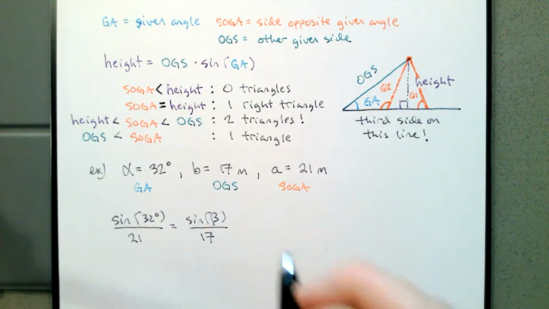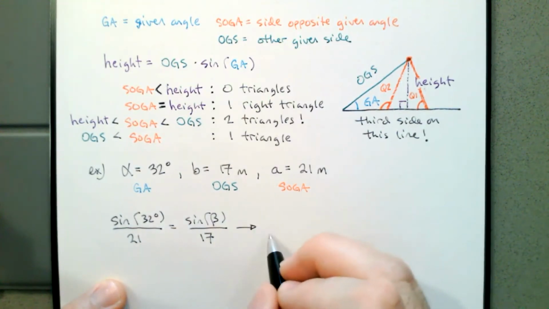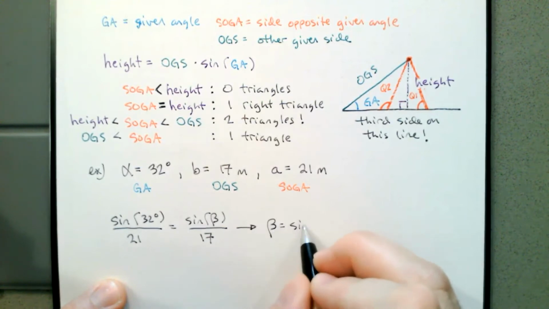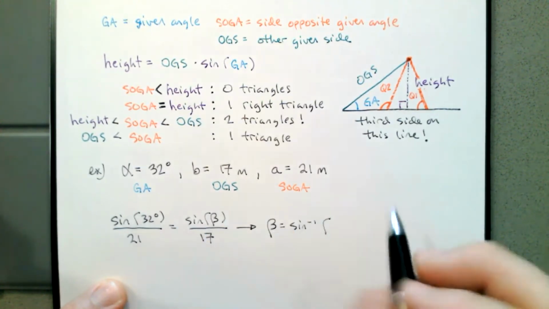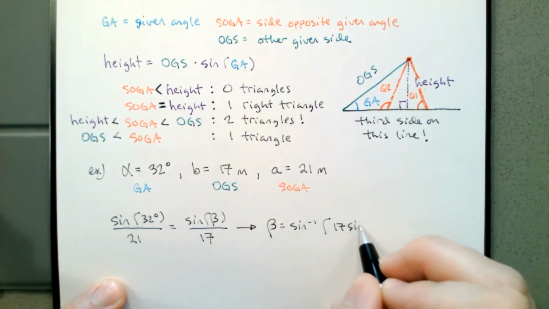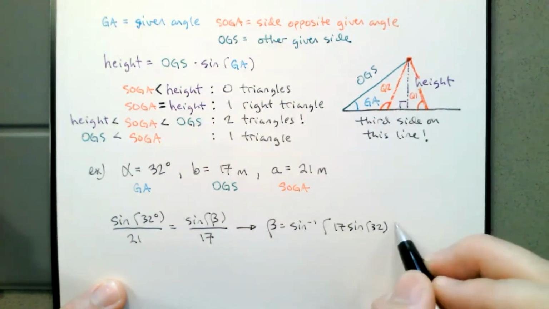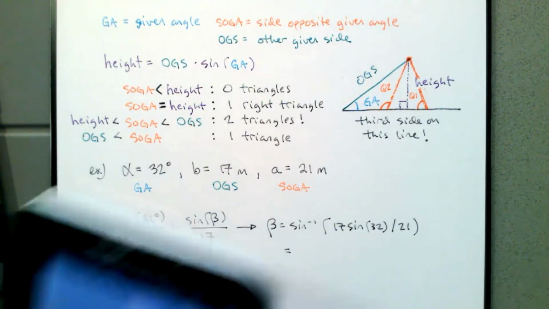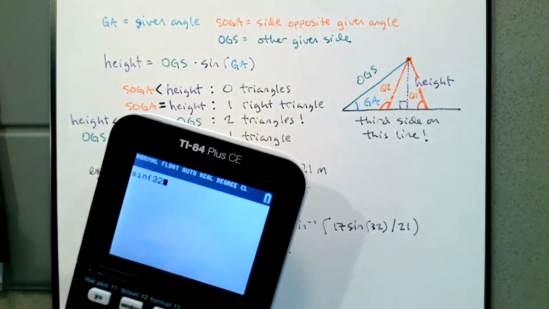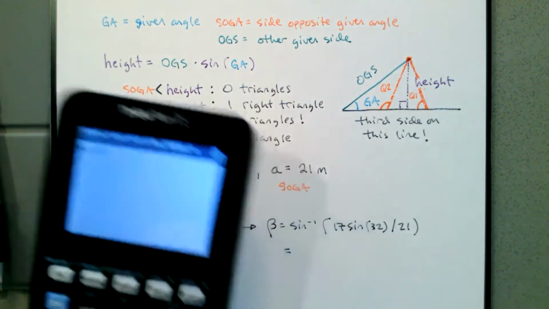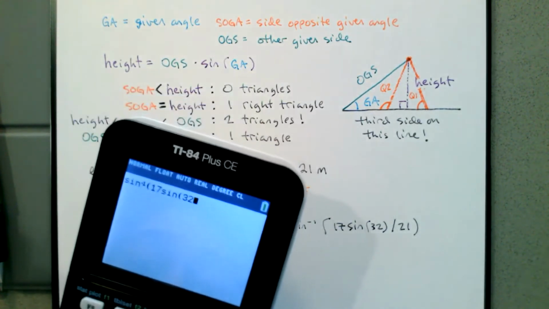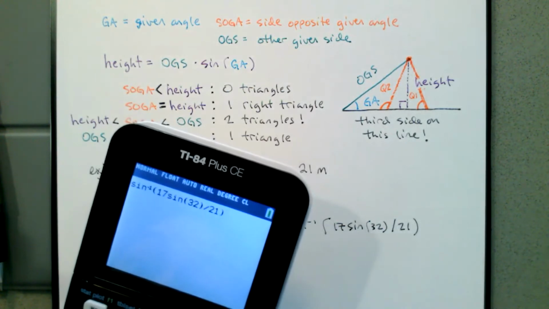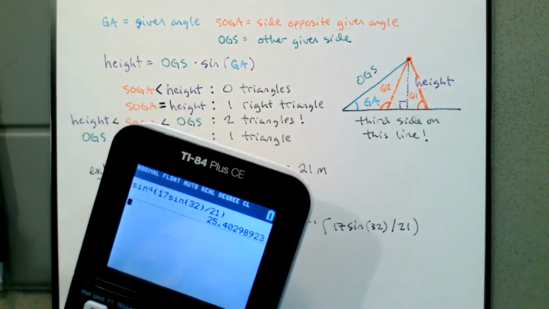I need to solve for beta. I'm solving for an angle. That means we're going to need an inverse trig function. Beta is going to be the sine inverse of 17 sine 32, close parentheses, divided by 21, close parentheses. And we just grab our calculating machine, or you look sine 32 up in your scientific calculating book. Sine inverse of 17 sine 32 close parentheses divided by 21 close parentheses: 25.4 degrees.